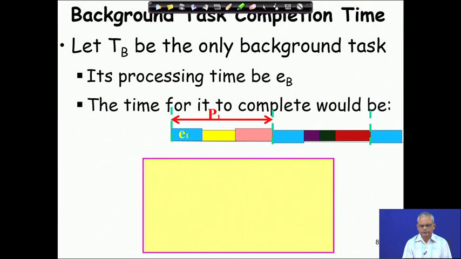So, before we do the problem, let me just give you a mathematical expression. If Tb is the background task and processing time is Eb, so the background task, we do not consider them having a deadline. So, we just indicate the background task by its execution time, whereas the foreground task is P1 and its execution time is E1, or we might have a set of foreground tasks, we indicate the execution time by Ei and the period Pi. So, in that case, how long will the background task take to complete?